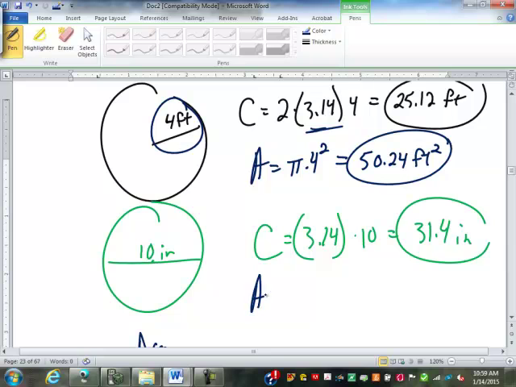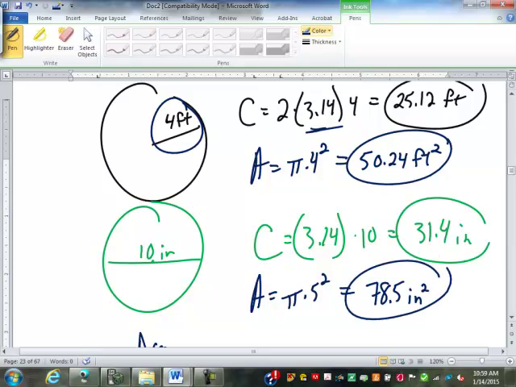This one here, the area is going to be pi times not 10 squared, but 5 squared. So pi times 25 is approximately 78.5, and that'll be inches squared, square inches. Looking familiar?